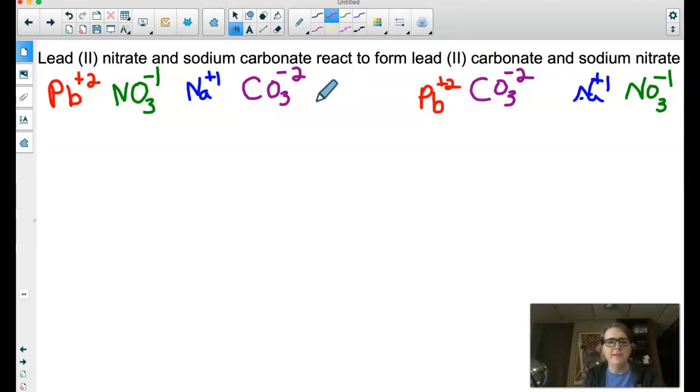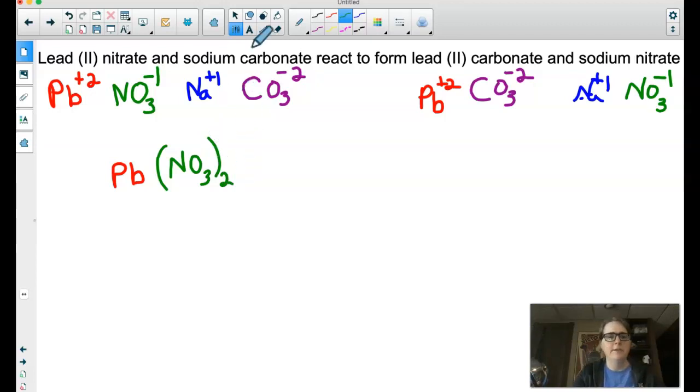So I'm going to start turning these names into formulas. So for lead nitrate, I need 2 nitrates to go with that lead if I'm going to end up with a total charge of 0. So I'm going to put my nitrate in parentheses. So I have NO3, and then I've got a little 2 after it. So if I have that +2 charge from the lead, and then 2 -1 charges from my 2 nitrates, I've got a total charge of 0.